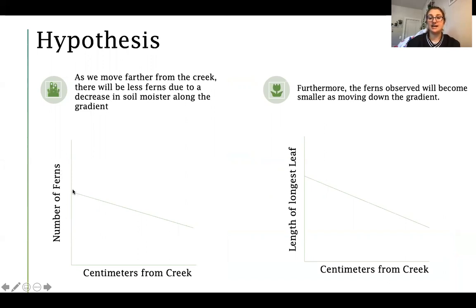For the number of ferns, I predict a really gradual decrease, so definitely not a stark slope. And then I also thought that ferns observed will become smaller as moving down the gradient. I predicted that there would be a starker slope here as the water would become a more limiting factor, and therefore the plant would not be able to get the resources it needs to be very large.